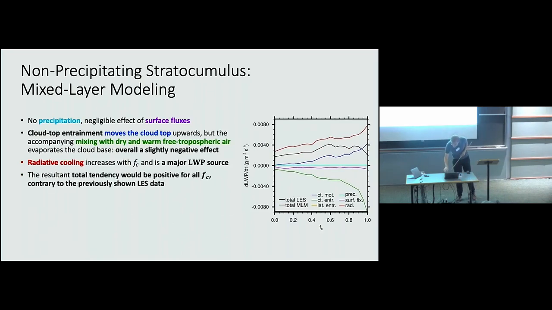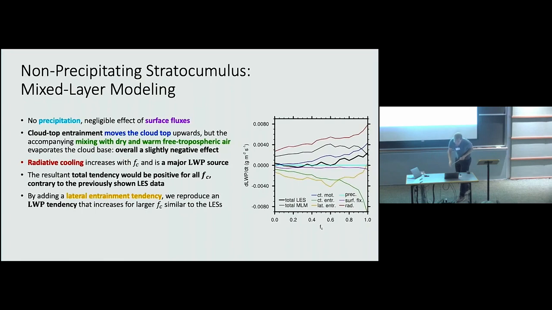If we budget all these cases together, we can see that the mixed layer model tendency is positive throughout the entire FC space. This is somewhat contrary to what we've seen in the LES simulations before, because in the LES we have seen that we only have positive tendencies around or above 0.5. So what's the problem? We can see a nice, interesting agreement of the LESs with the mixed layer model for a cloud fraction of 1. This is great, this is working. But what is happening below a cloud fraction of 1?